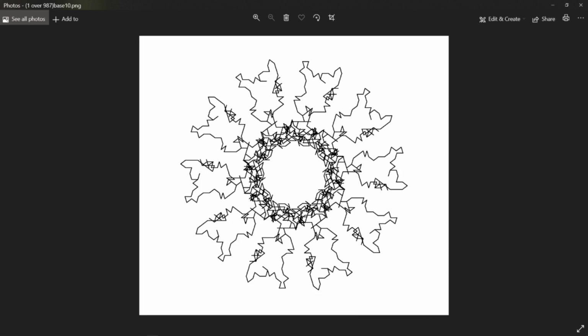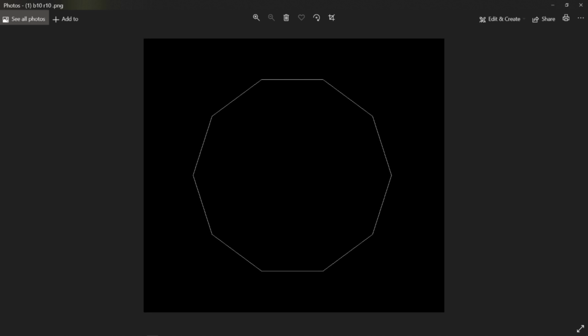In a similar manner, slightly less embellished, we have 1 over 987 base 10. And you can see it repeats this shape over and over again as it repeats its digits in base 10 over and over again on into infinity. And here we have just a repeating of 1, so this is 1/9 in base 10, and you can see that the 0.1111 gives you this rather basic dodecagon.